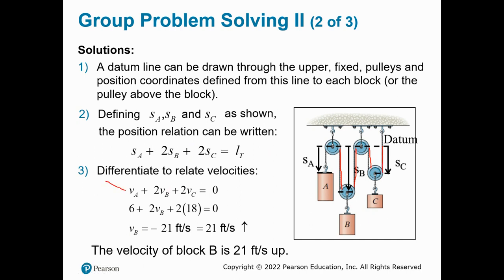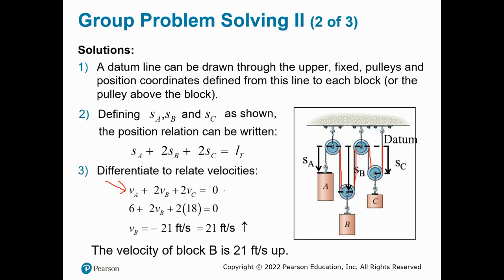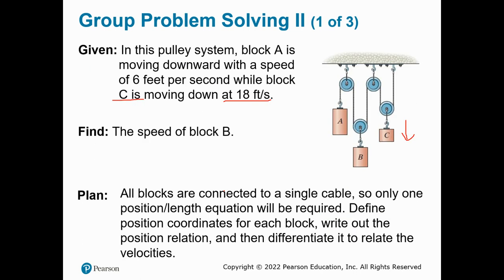Taking the first derivative, since the total length L is a constant, I get VA plus 2VB plus 2VC equals 0. And then your VA is going to be 6. Hold on, why is VA 6? Your VA is going to be 6 plus 2VB plus 2 times 18. The 18 is given to us in the problem. Oh, right here, sorry, I misread that. Block A is 6 feet per second, and block C is 18 feet per second.